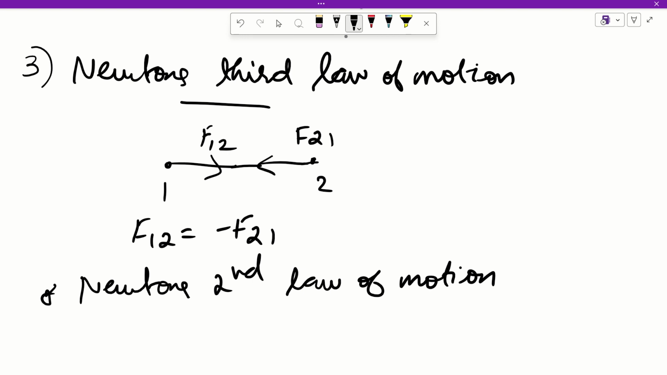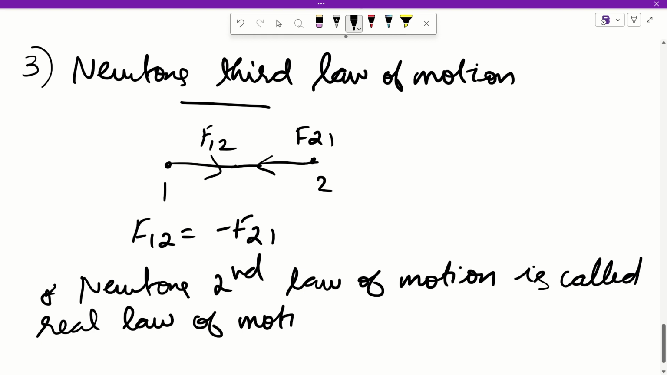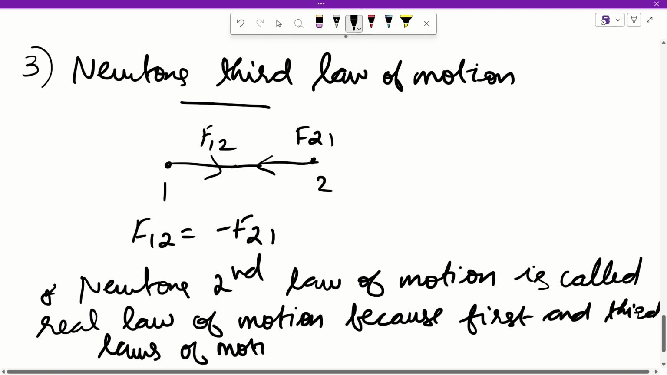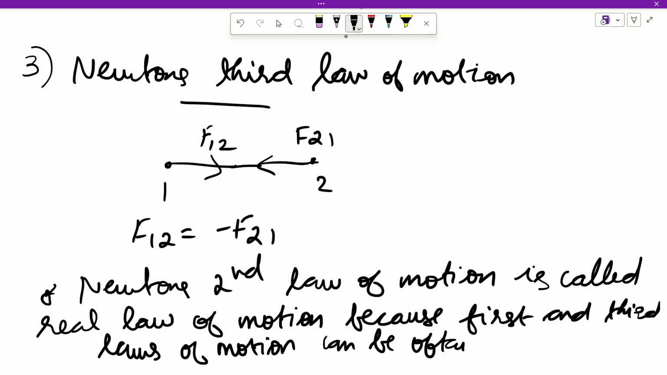Second law of motion is called the real law of motion, because the first and third laws of motion can be obtained from it. Okay, good.